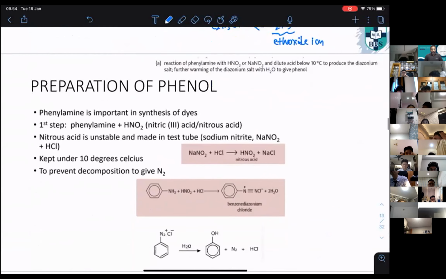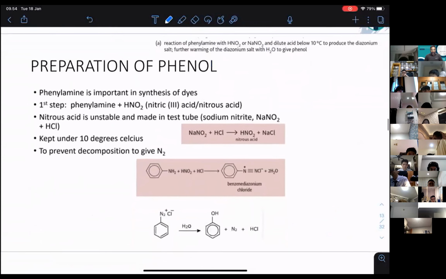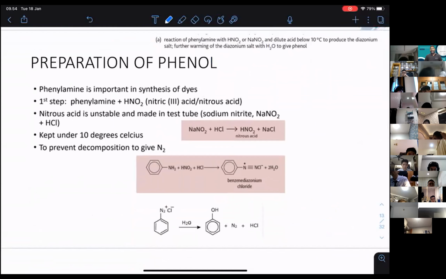So in your syllabus, they want you to know about the preparation of phenol. That's why I explained to you yesterday about diazotization. What is diazotization?